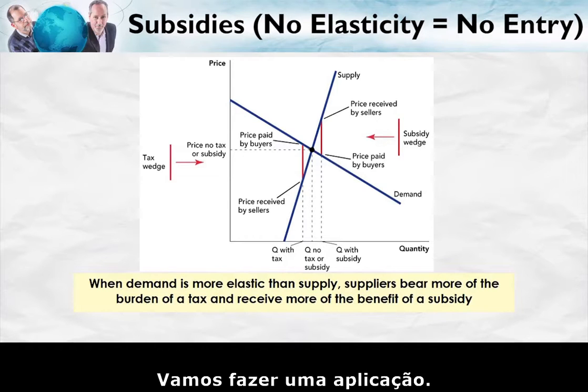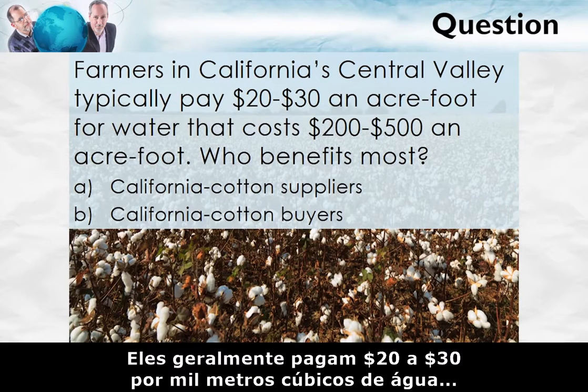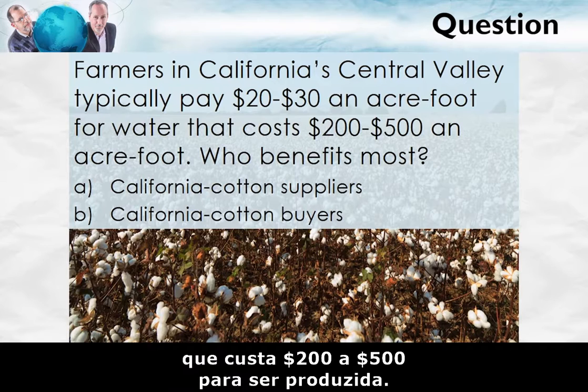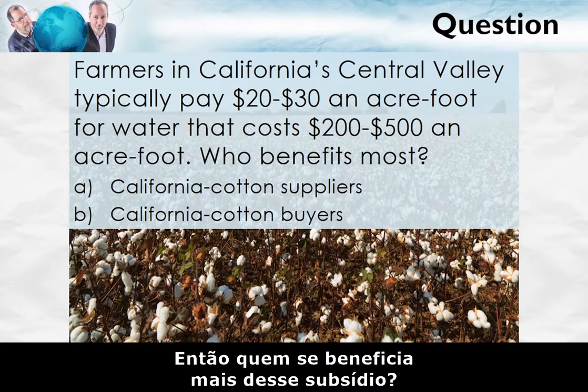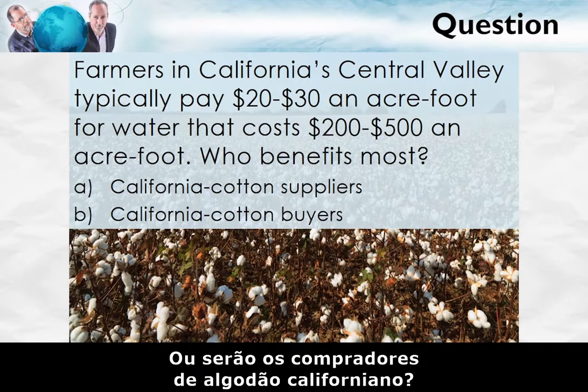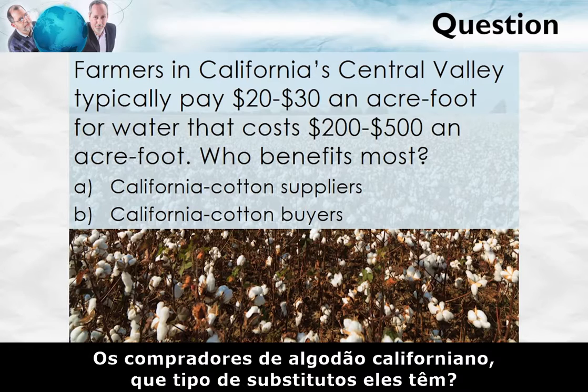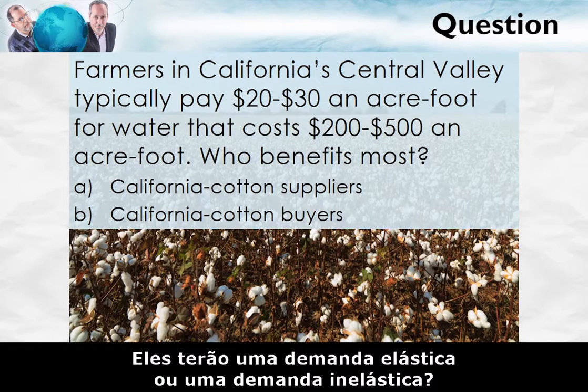Let's do an application. Farmers in California's Central Valley get a big water subsidy. They typically pay $20 to $30 an acre foot for water that costs $200 to $500 an acre foot to produce. So who benefits the most from this subsidy? Is it the California cotton suppliers, or is it the buyers of California cotton? Let's think about it this way. The buyers of California cotton, what kind of substitutes do they have? Are they going to have an elastic demand or an inelastic demand?